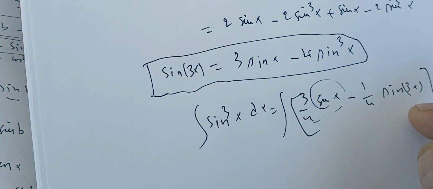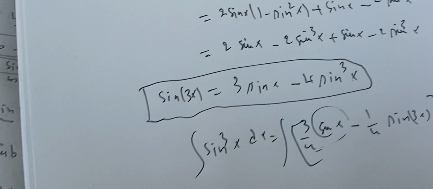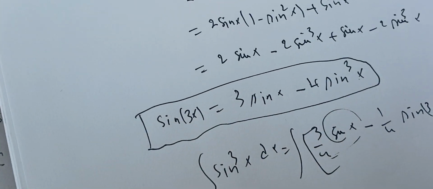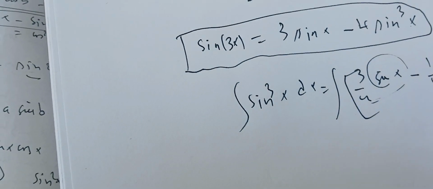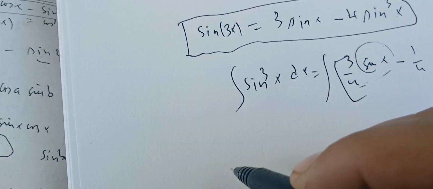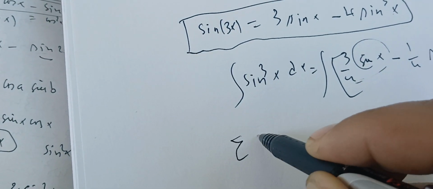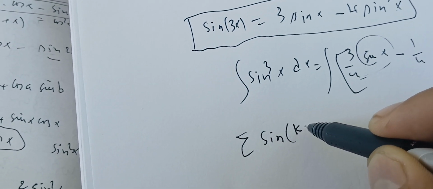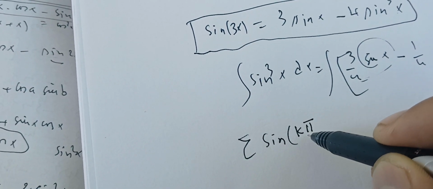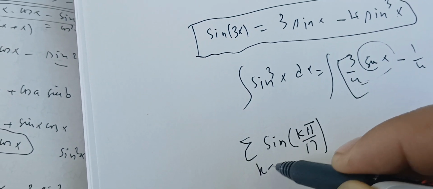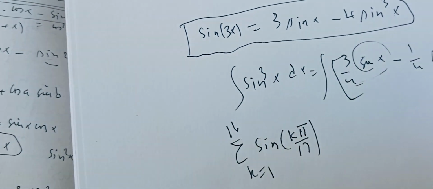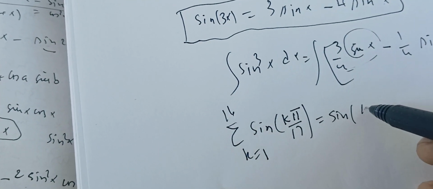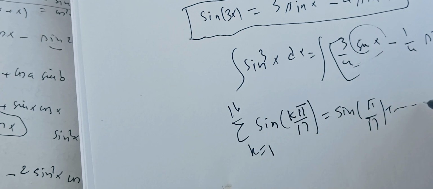This is one key. Another key is that if we have a sum that we want to compute without using the formulas from complex analysis, assume that you want to compute the following sum: the sum of sine of k pi over 17 with k from 1 to 16. What do we get here? You get sine of pi over 17 plus plus plus.